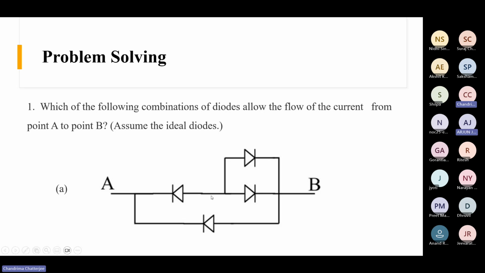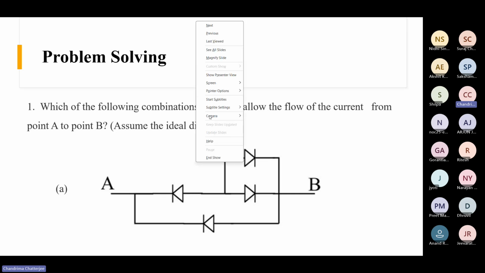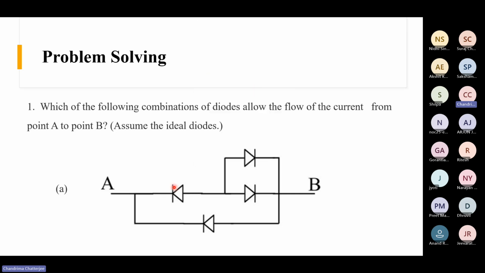Because here the diodes are connected back to back, right? So for the current to go from point A to point B, it can't go through this diode, because here this terminal is cathode and this terminal is anode, and we know that a diode can only conduct from anode to cathode, not the other way, right? So the current can't flow through this path because this diode will not allow it. And this diode will also not allow it, right? So this is not possible for this combination of diodes. So let's see the next option.